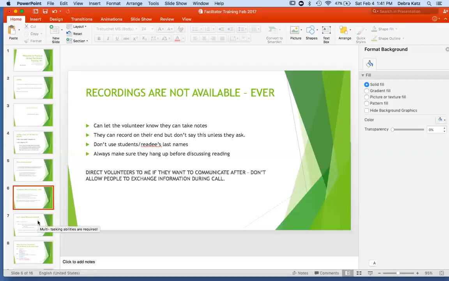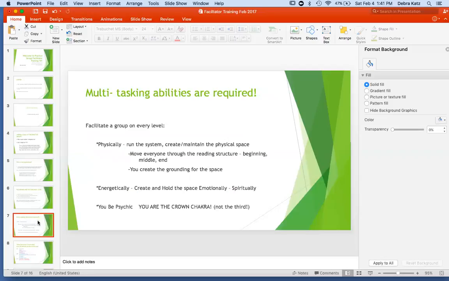Okay, and then multitasking abilities are required. You're operating on a physical level, you're running the system, you're moving everyone through the reading structure. There's a beginning before the reading, there's wrapping up the reading, there's the ending, clearing space, and facilitating space. Those are all the physicalities. Energetically, you're creating and holding the space emotionally and spiritually, and I want to make sure we have time to go over that.